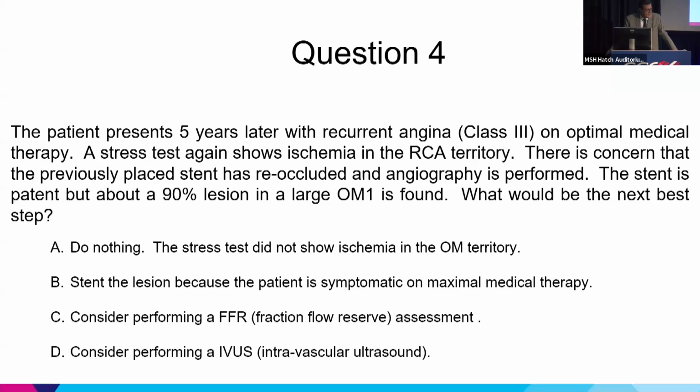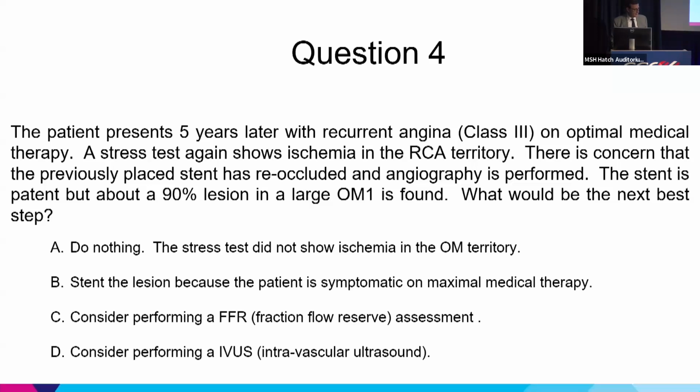A stress test again shows ischemia in the RCA territory. There is concern that the previously placed stent has reoccluded, and angiography is performed. The stent is patent, but there is about a 90% lesion of the large OM1 branch. What could be your next step?